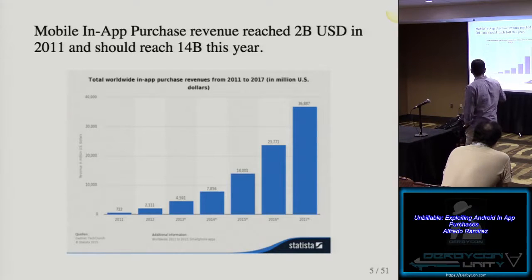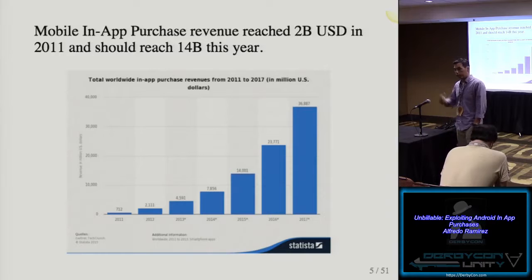In 2011, in-app purchase revenue hit $2 billion. It's supposed to hit about 14 this year, and it's projected to just keep on going. As of right now, in-app purchases make up about 75% of revenue for mobile developers. This is really big business, and it's just getting bigger, because for some reason, people are more than happy to drop 99 cents here and there to play their little time waster games on the subway or on the toilet, wherever it is people play Angry Birds and that sort of stuff.